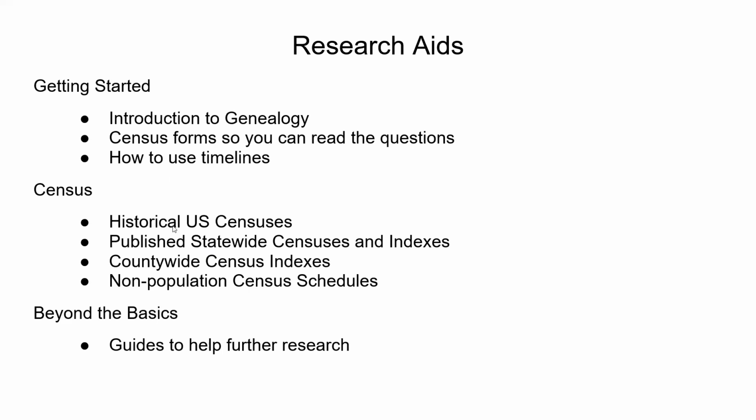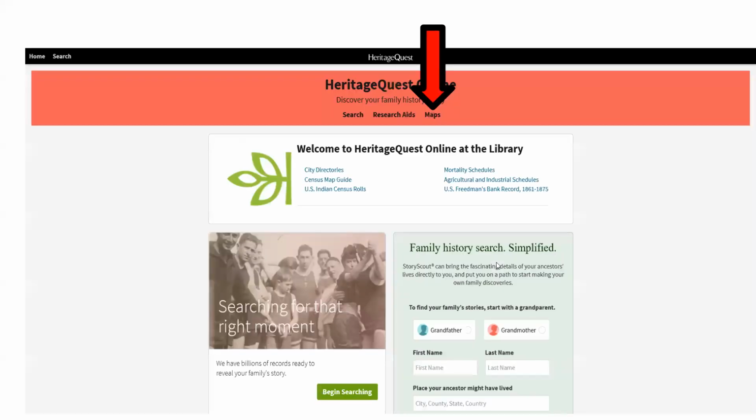The census records, they have the historical US, which are the federal, statewide, countywide, and non-population schedules. These are really cool, especially for like the 1890s when the federal census was destroyed. A lot of states still had a census from either the off years or maybe even that year. So 1885 to 1895, they may have. Same thing with county censuses and along with the non-population censuses. And the Beyond the Basics gives you guides for further research.